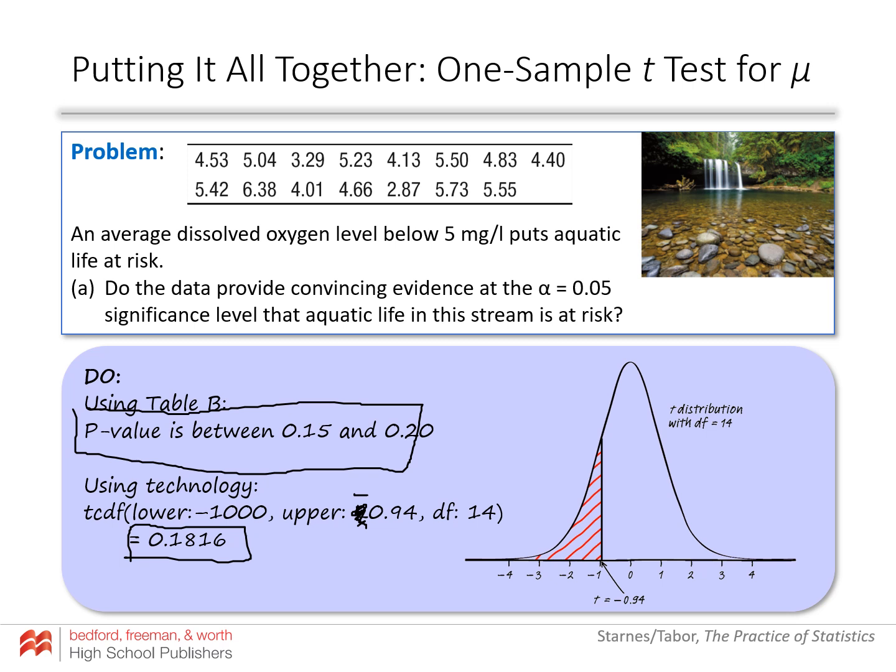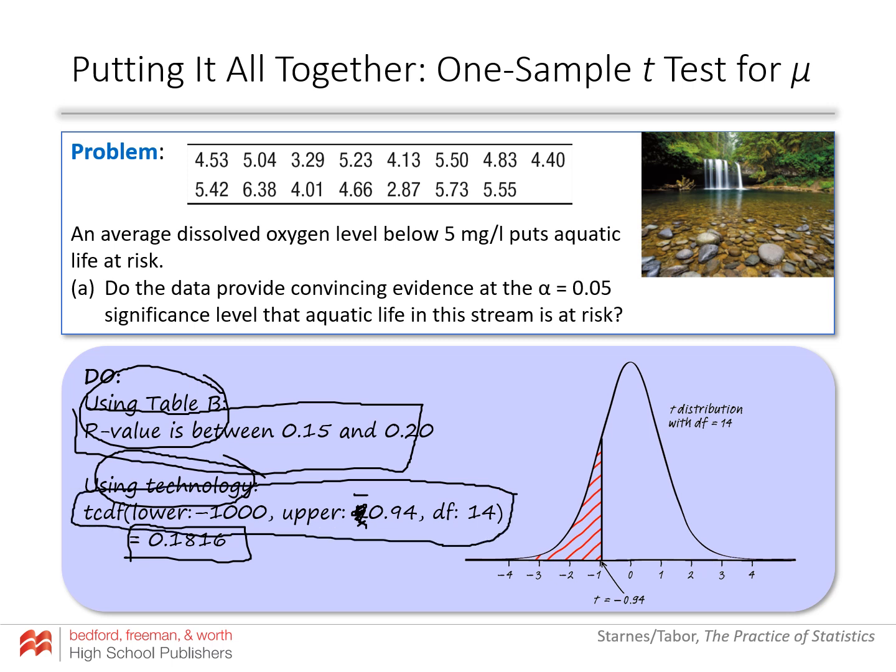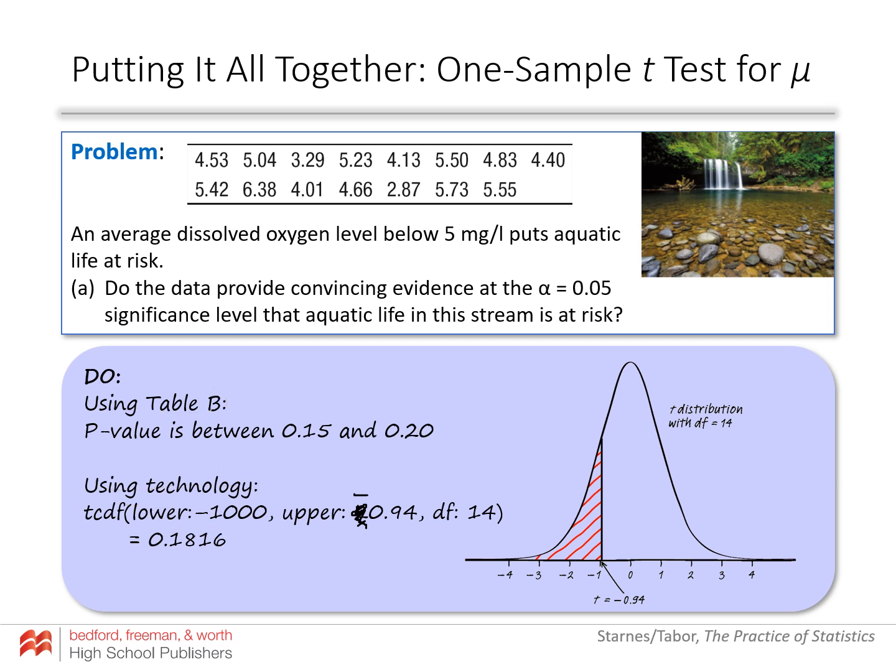Just make sure that you're writing using table B or using technology with your whole notation of what you put in the calculator. You cannot just write using technology, the p-value is 0.1816. Not allowed, okay? Make sure you're showing all of your steps, all of your work.